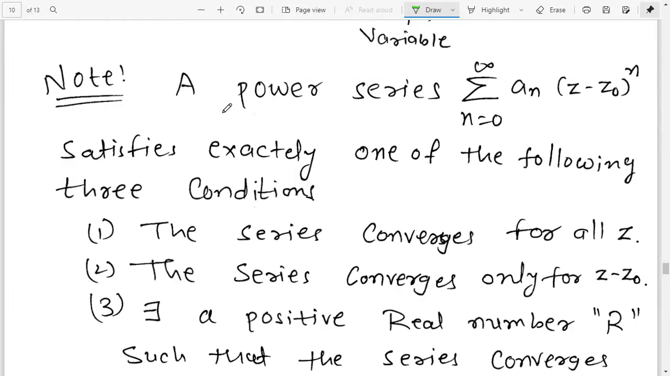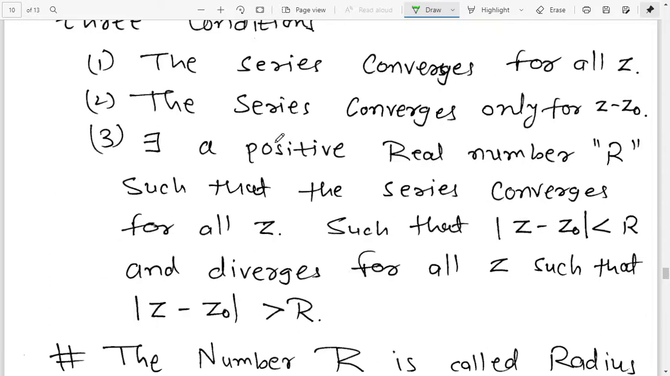Note: a power series, summation n equals 0 to infinity of a_n (z minus z0) raised to n, satisfies exactly one of the following three conditions. First condition: the series converges for all z. Second, the series converges only for z equal to z0.